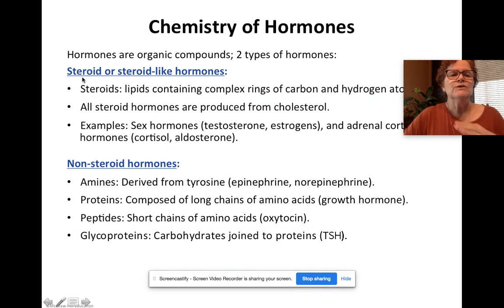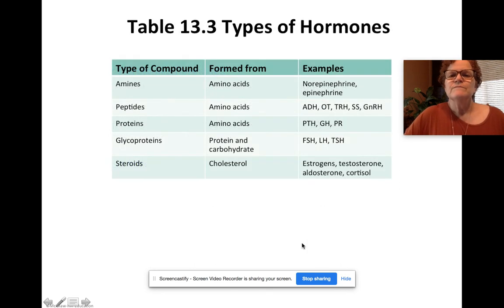We've got some steroid and steroid-like hormones. So these are lipids, and they contain rings of carbon and hydrogen atoms, is that word that's missing there. These all come from cholesterol, so cholesterol is not necessarily a bad thing. The sex hormones and the hormones produced by the adrenal cortex are steroid hormones. Non-steroid hormones are these types here: proteins, amines, peptides, and glycoproteins.